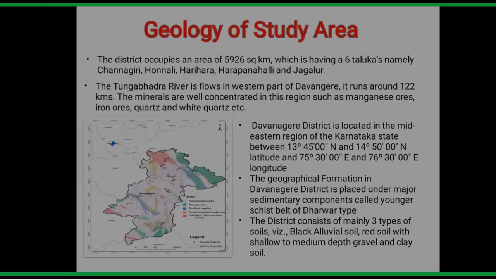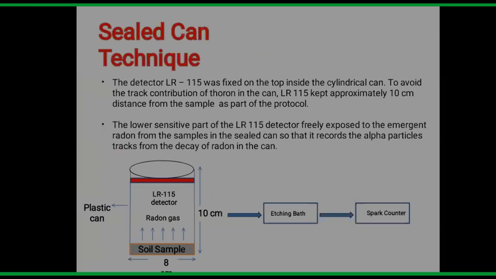Materials and methods. In the sealed can technique, the LR115 detector was fixed on the top inside the cylindrical can to avoid the track contribution of the boron in the can. The LR115 was kept approximately 10 cm from the sample as per the protocol. The lower sensitivity part of the LR115 detector is freely exposed to the emanating radon from the samples, so that it records the alpha particle tracks from the decay of radon in the can. This is the structural formation of the sealed can technique. I am showing the LR115 detector, and the radon gas is exposed from lower to upper.